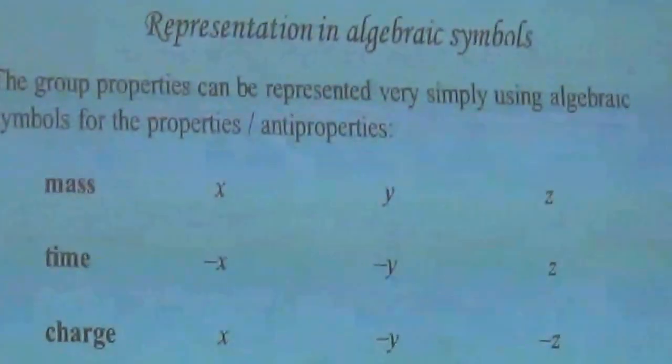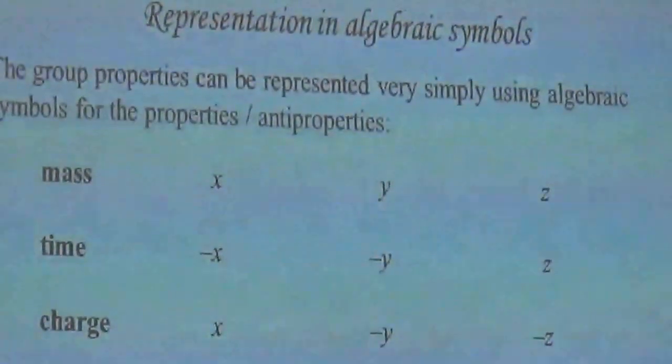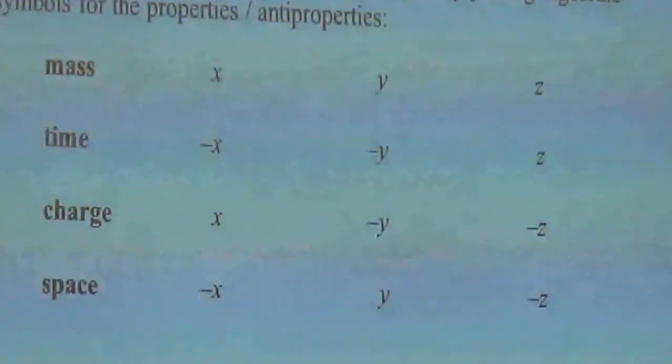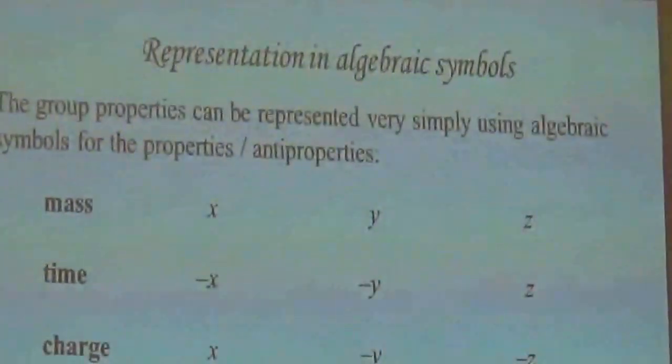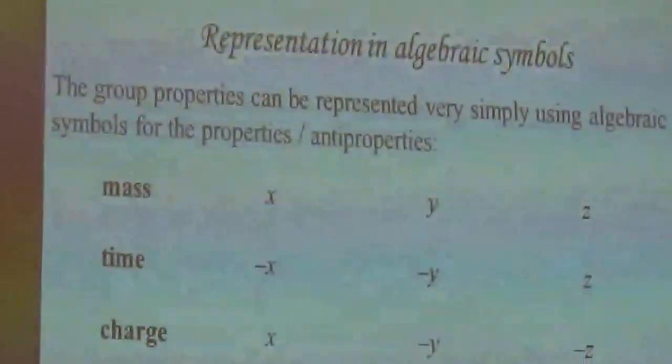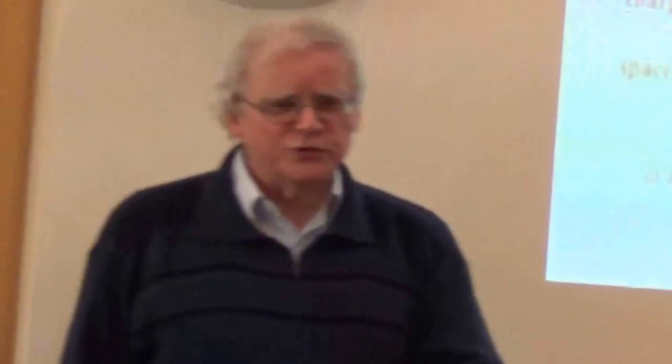Vectors like quaternions are also anti-commutative, of course. And you can represent the group properties just using another method of using algebra, which is just to use x and minus x for property and anti-property. And so you can see there's a totality of zero conceptually if we do it that way. Now these are arbitrary. I could switch the x's and y's around, or I could switch the pluses and minuses around. But that's just an arbitrary way of doing it.